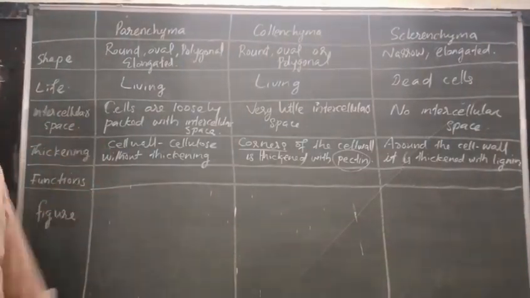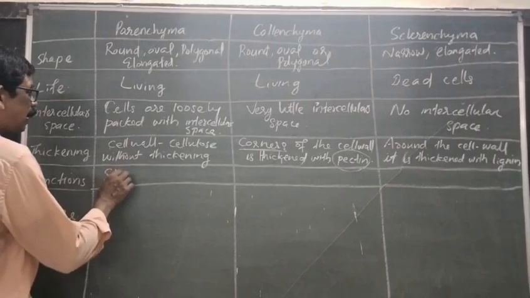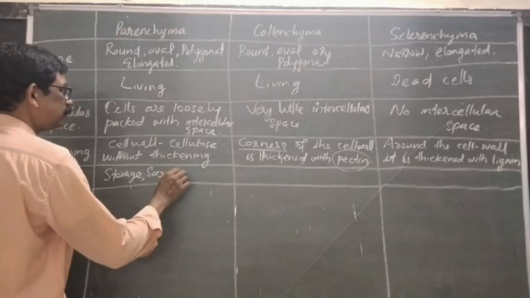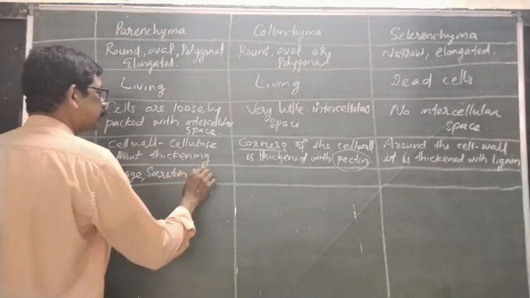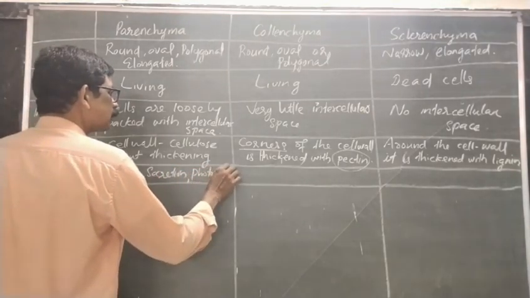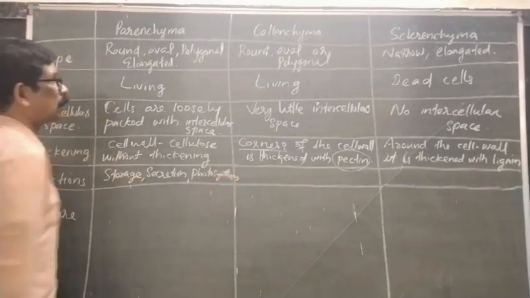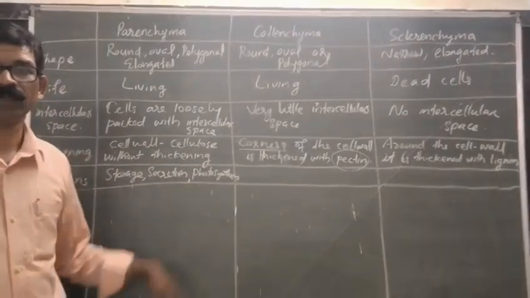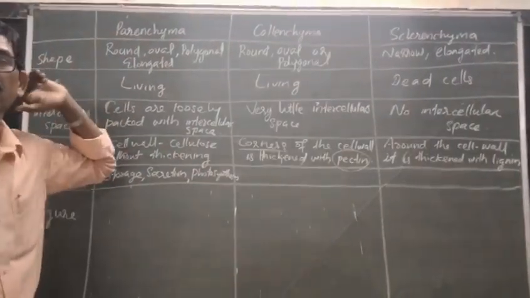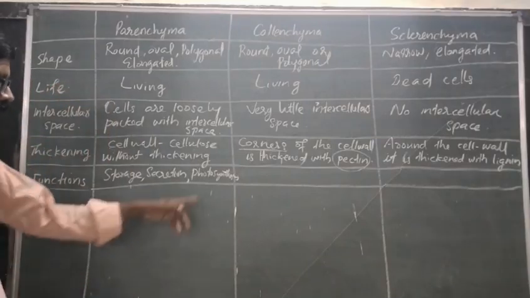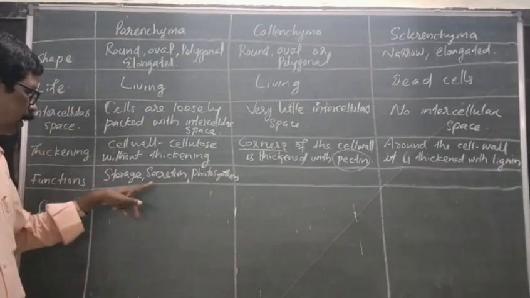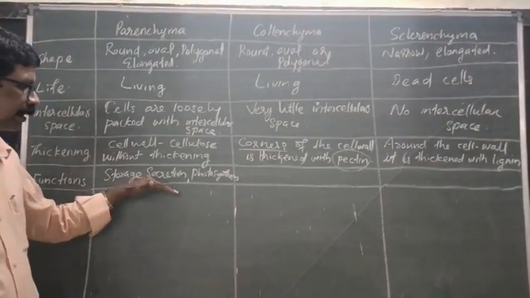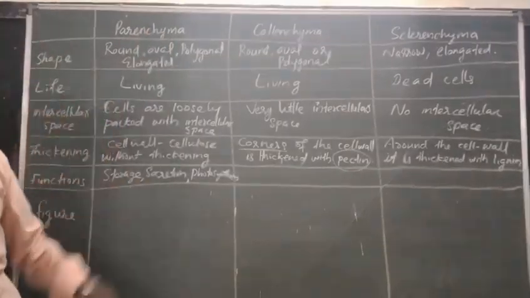Then coming to the functions. The parenchyma cells are used for storage, secretion, and photosynthesis. Some of the parenchyma cells have chlorophyll in them. If chlorophyll is present, such parenchyma cells are called chlorenchyma, so they can conduct photosynthesis. Along with that, secretion and storage are done by parenchyma cells.